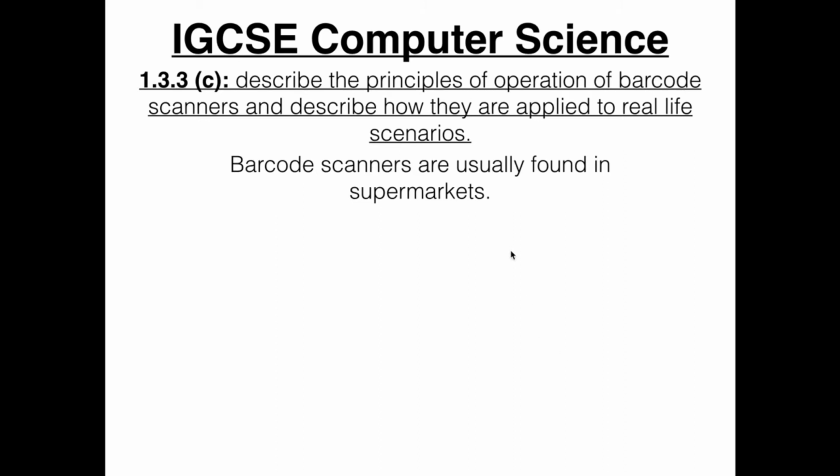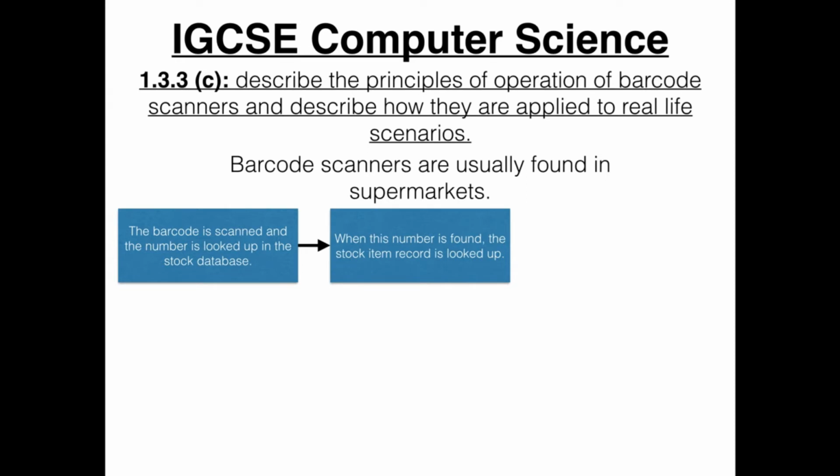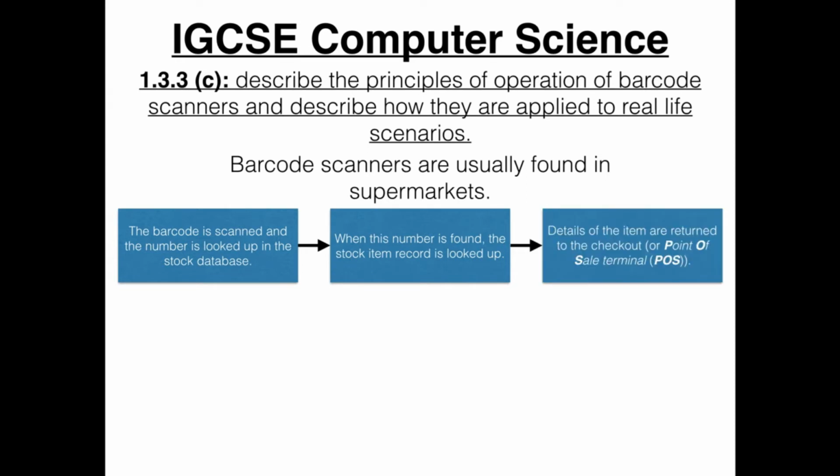And as you know, barcode scanners are usually found in supermarkets. So this is pretty much what happens. The barcode is scanned and the barcode number is looked up in the supermarket's stock database. When this number is found, the stock item record is looked up. The stock item record has details of the item, such as the price and description, as well as the amount. And these are returned to the checkout, or POS, or point of sale terminal.